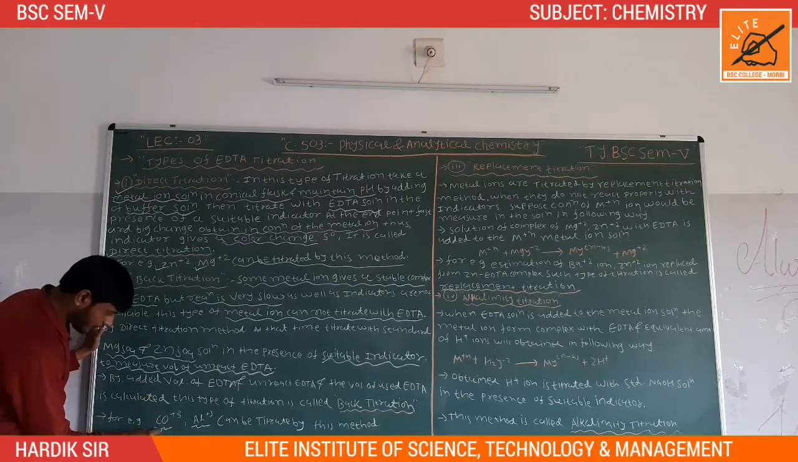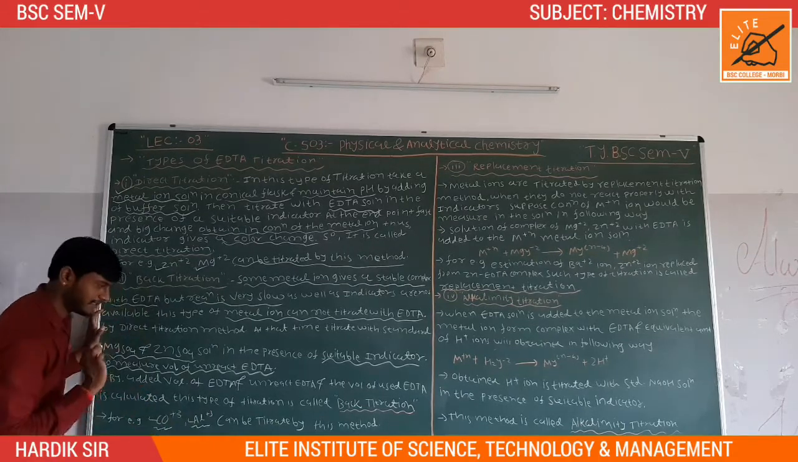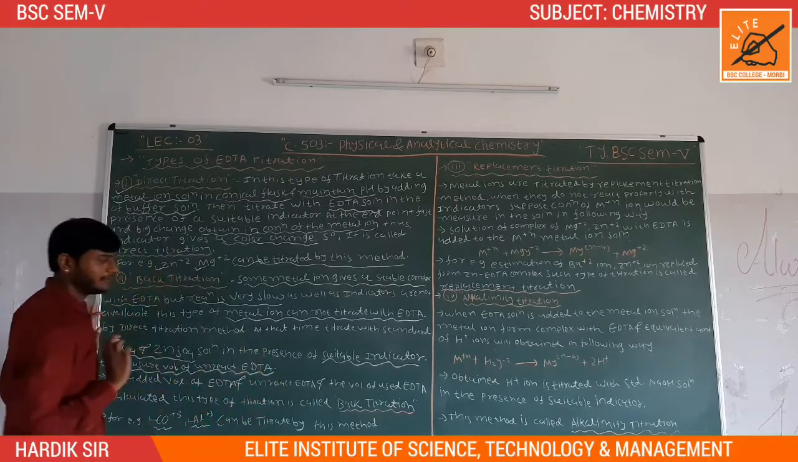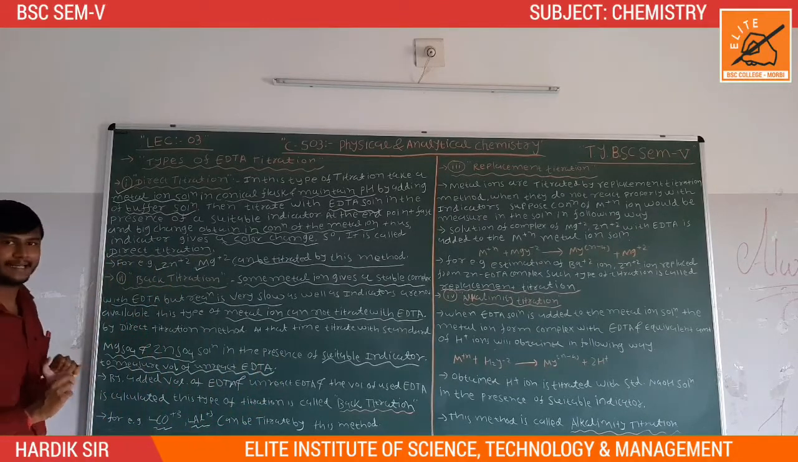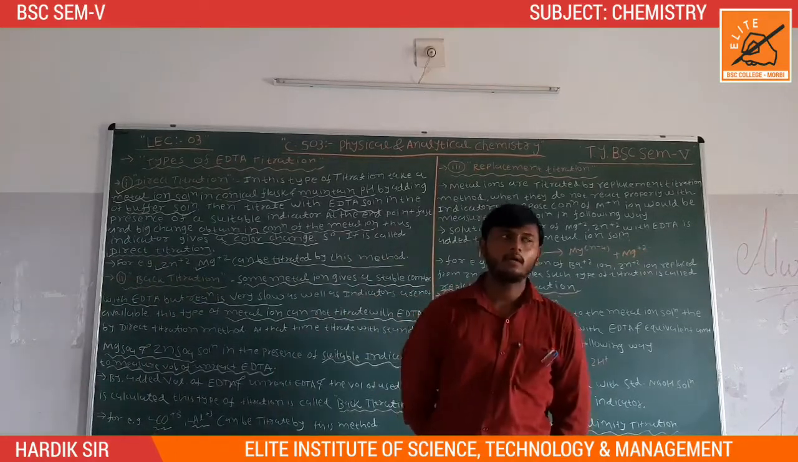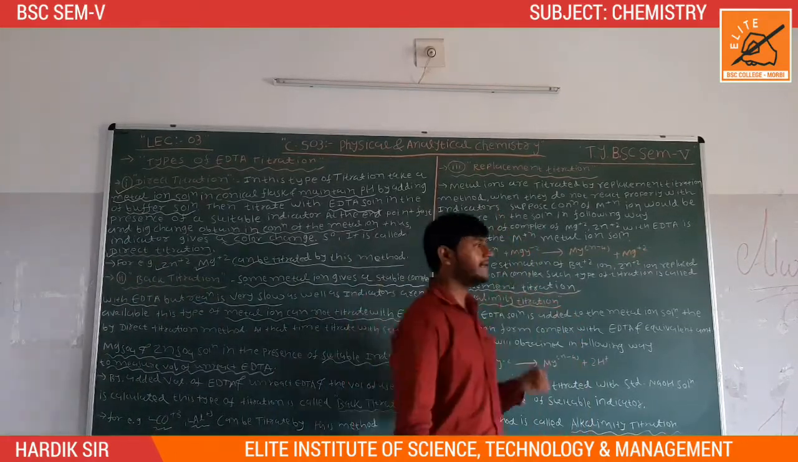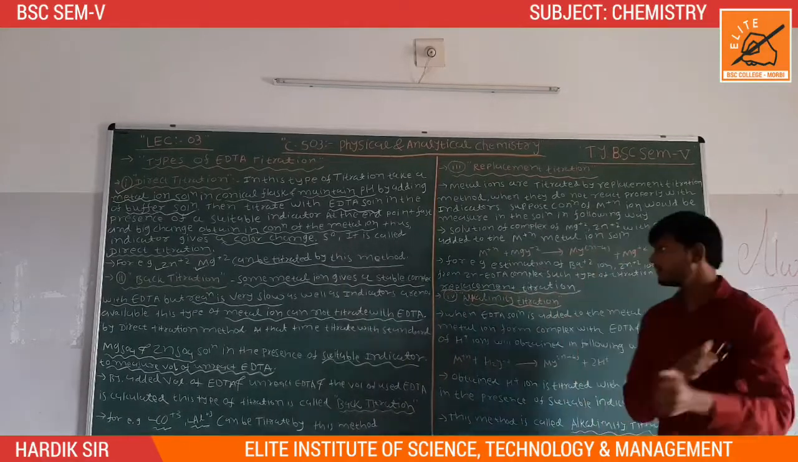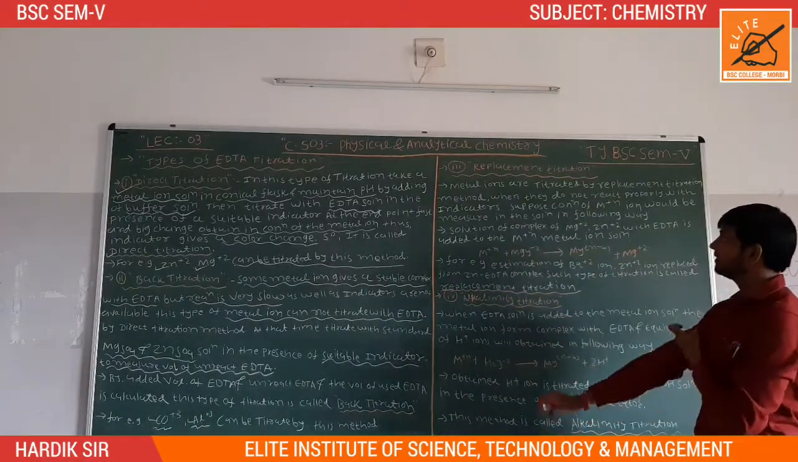Now heavy metal ions, cobalt plus 3 and aluminium plus 3, can be titrated by this method, and it is called the back titration method. Now we have learned about the back titration. Next, the replacement titration. So what is the replacement titration?